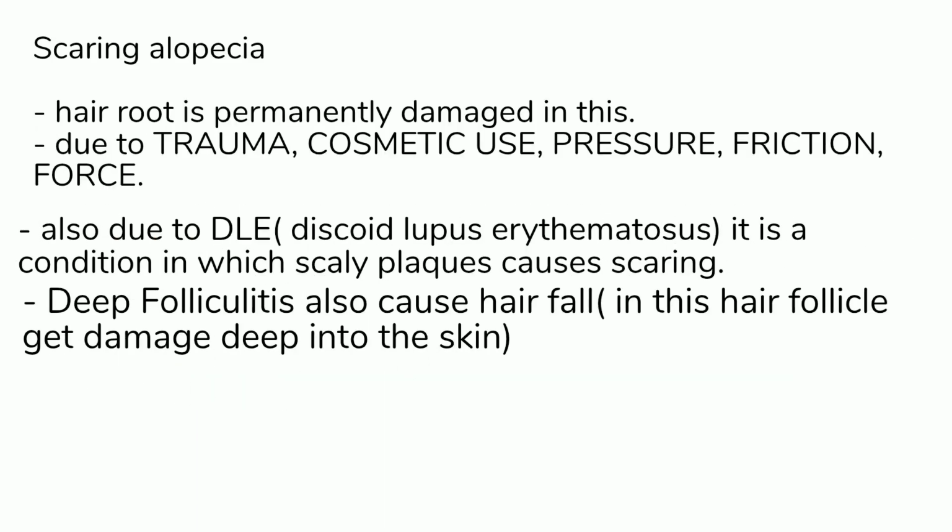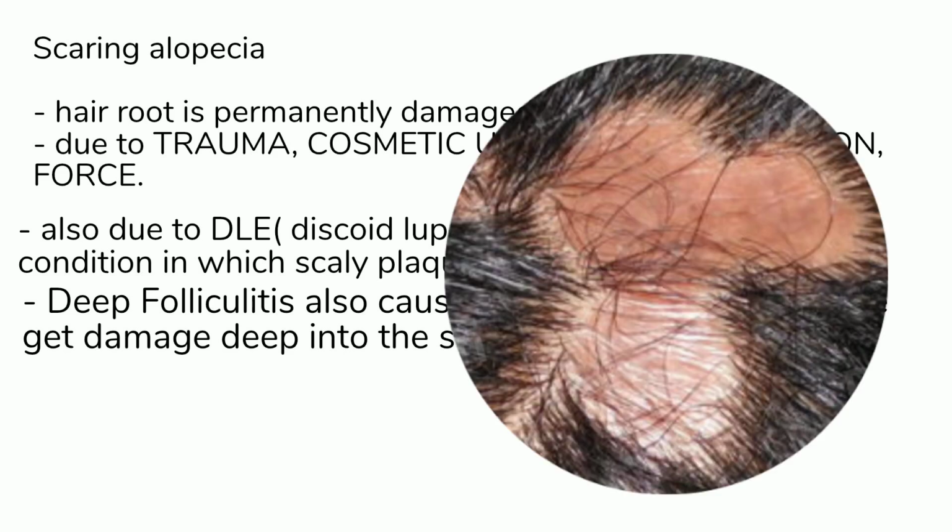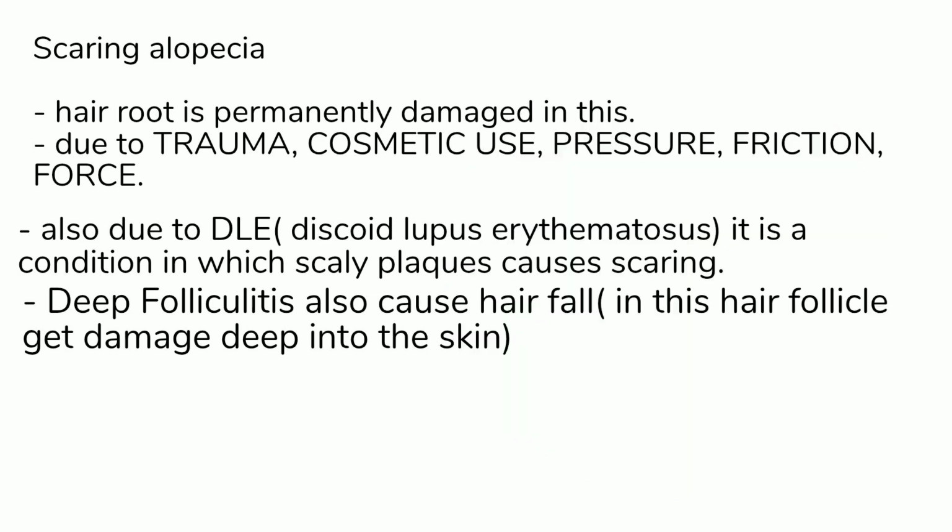Now we will see scarring alopecia. So what is this? Scarring alopecia is where the root of the hair follicle is permanently damaged, which can be due to trauma, or destroyed by some burn or friction or pressure, or maybe due to cosmetic use like bleach, or by wearing headgears, long-term use of headphones, and due to deep folliculitis. So you know folliculitis is where the hair follicle gets damaged, but in deep folliculitis the inflammation of the hair follicle goes deeper into the skin, which causes pain, scarring and hair loss.